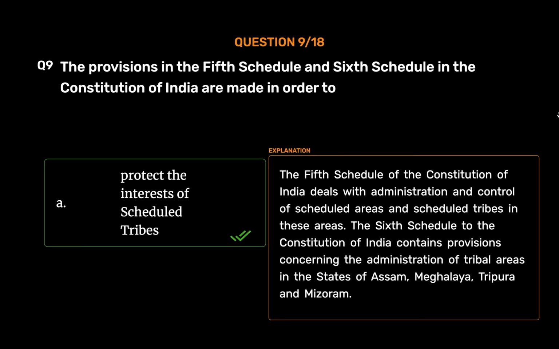The 5th Schedule of the Constitution of India deals with the administration and control of scheduled areas and scheduled tribes in these areas. The 6th Schedule to the Constitution of India contains provisions concerning the administration of tribal areas in the states of Assam, Meghalaya, Tripura and Mizoram.